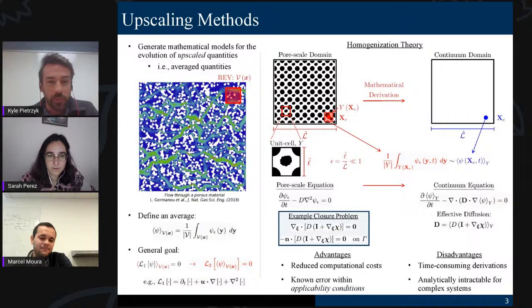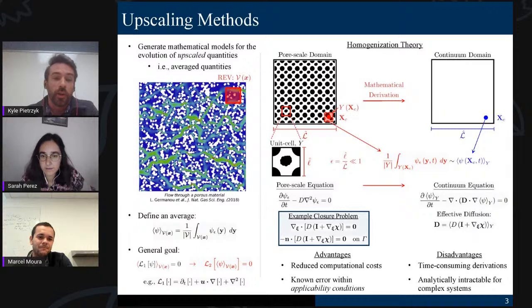And these all follow a similar process, which involves defining a representative elementary volume, defining an average over that volume, and then the general goal is to average over the equation of a quantity of interest, and basically mathematically derive a second equation for the average of that quantity of interest, psi.